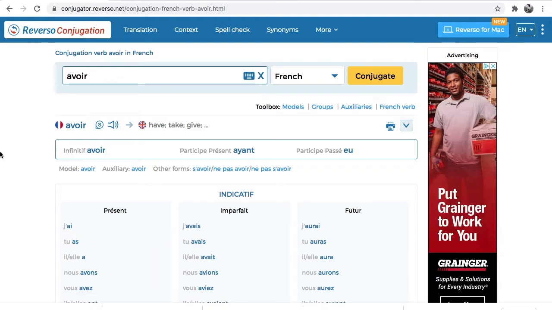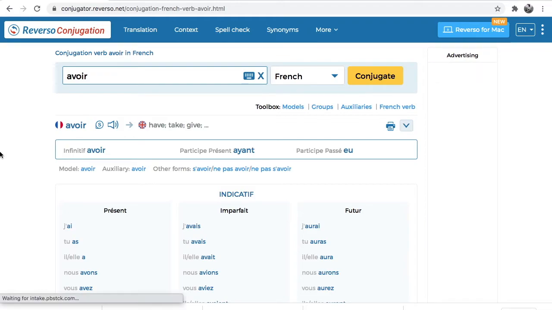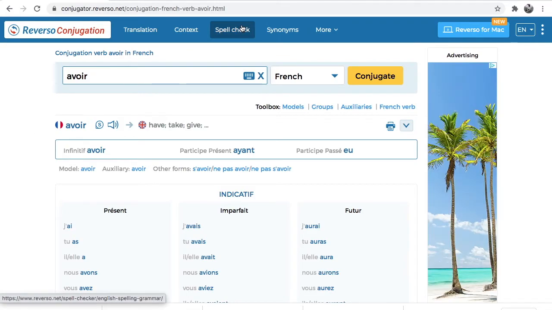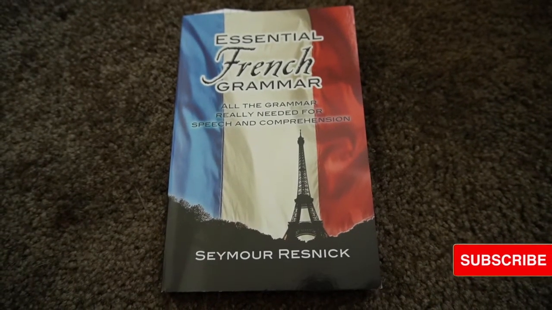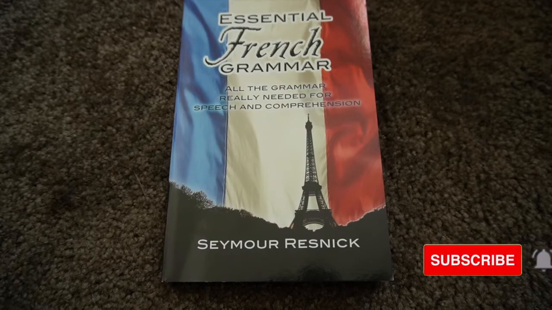Yes, there's so much to explore. I definitely recommend you check out Reverso: conjugation, translation, spell check, it's all great. The next resource I would recommend is the Essential French Grammar Book.